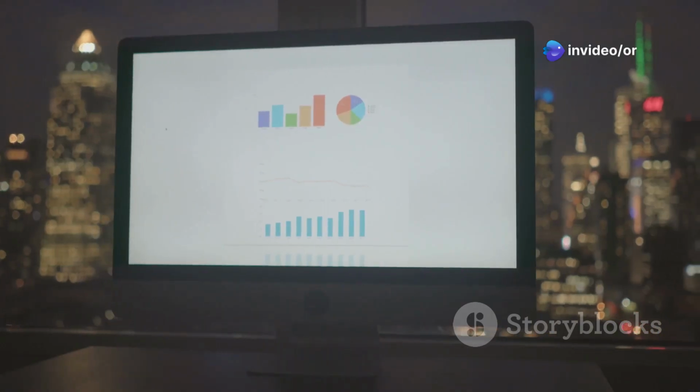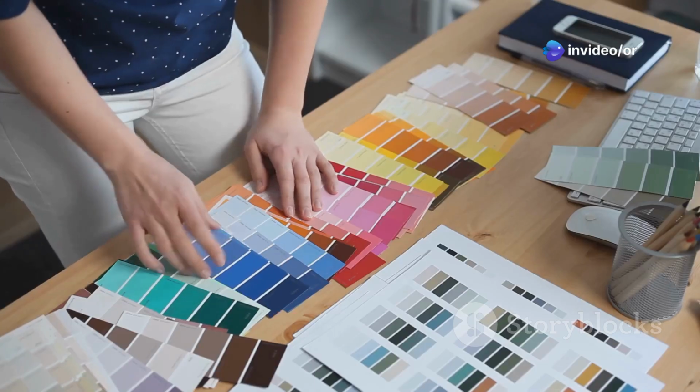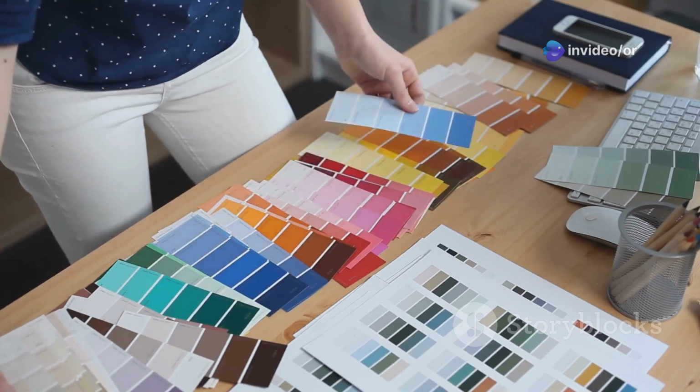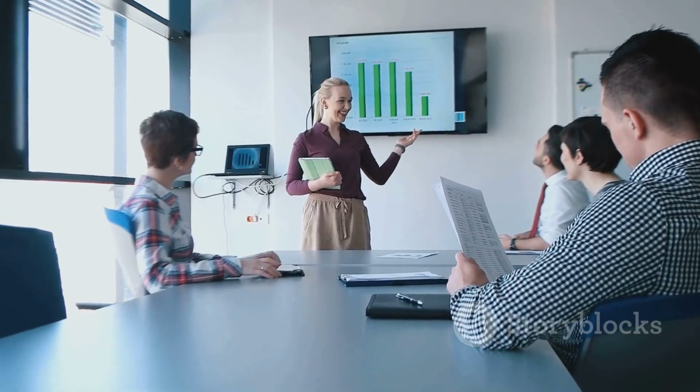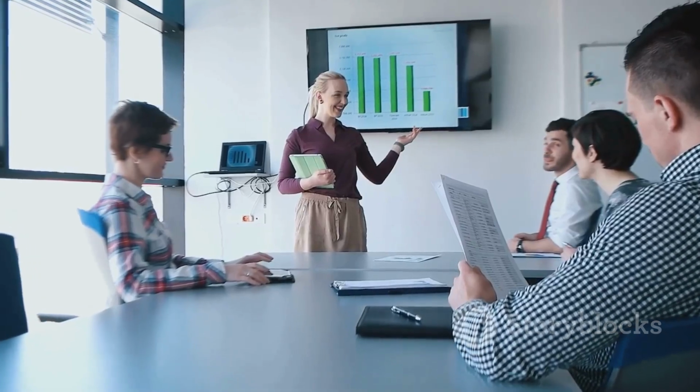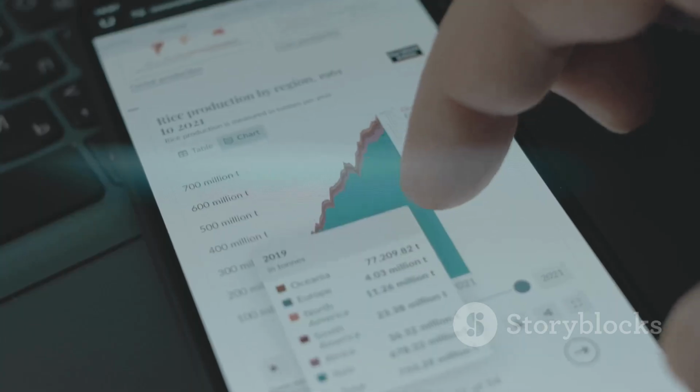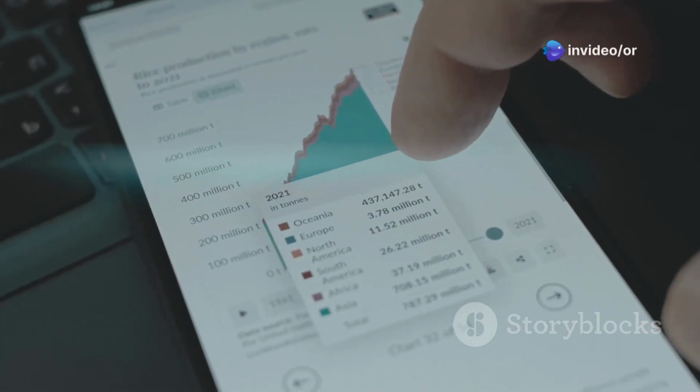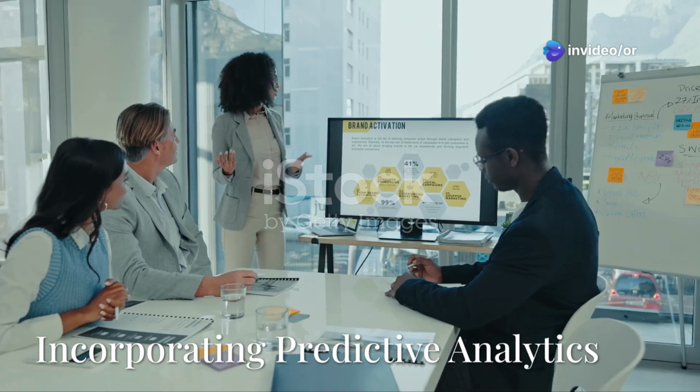But remember, simplicity is key. Avoid clutter and use a limited number of colors and fonts. Your goal is to make your data easy to understand and digest, not to win a design award. A clean, clear, and compelling visual can make all the difference in getting your message across.